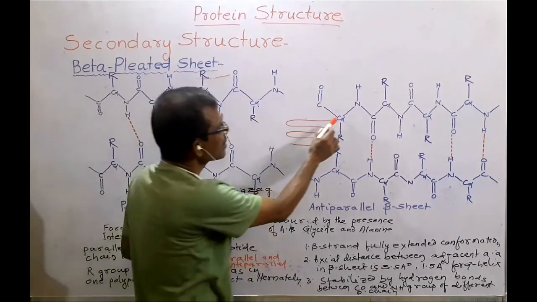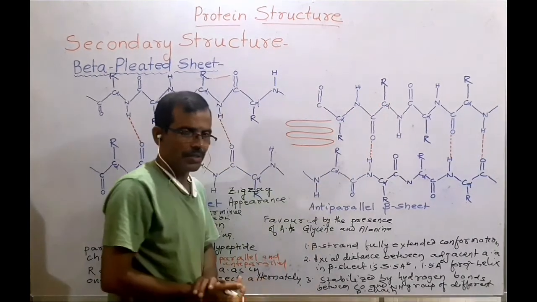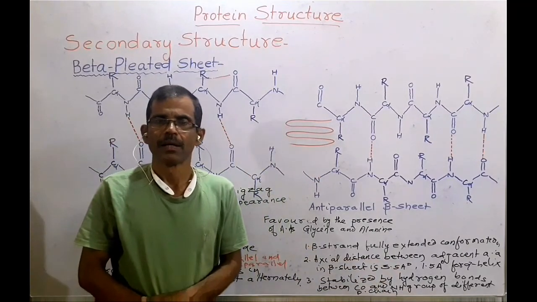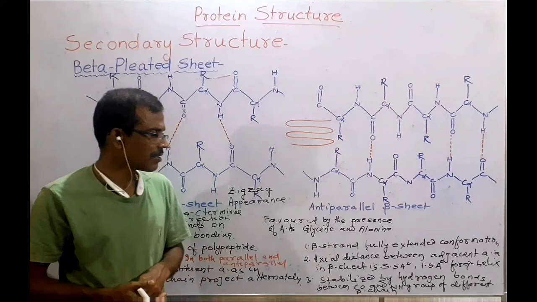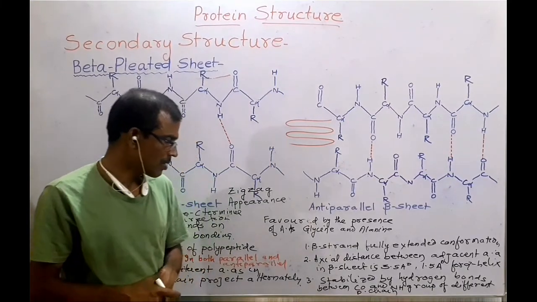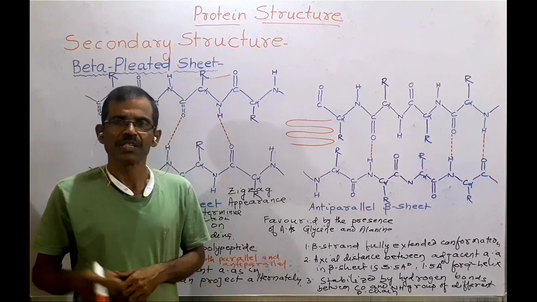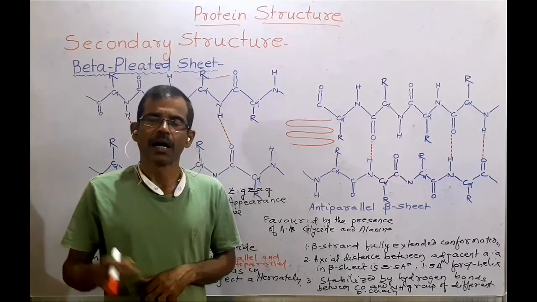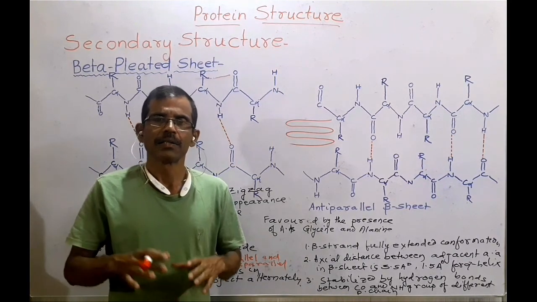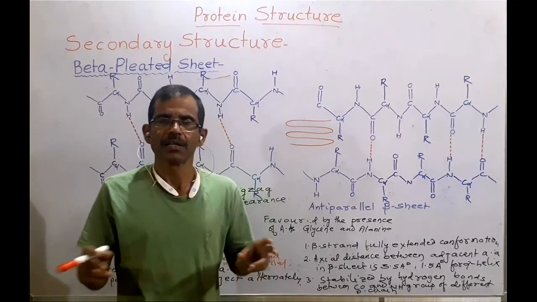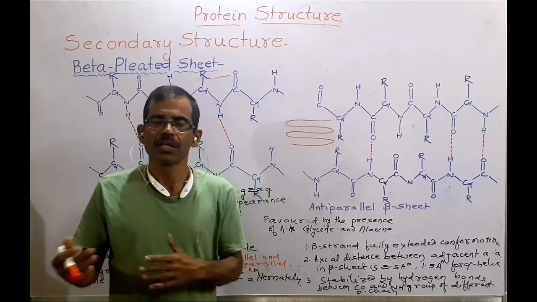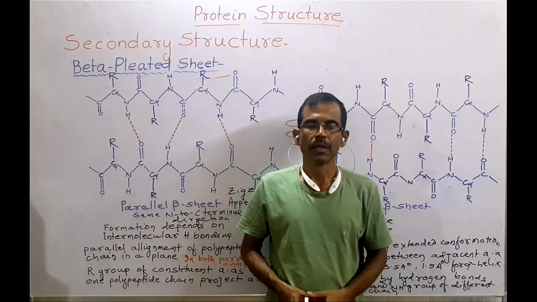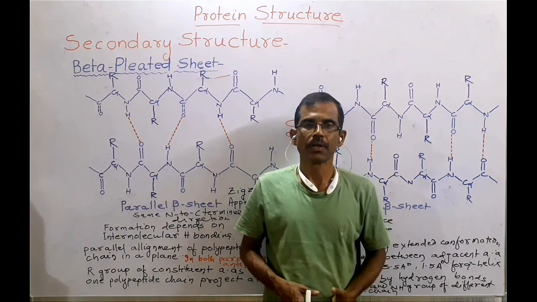Next is the axial distance. The axial distance between adjacent amino acids in beta-pleated sheet is about 3.5 angstrom, but in alpha helix, the axial distance is 1.5 angstrom. The beta-pleated sheet is stabilized by intermolecular hydrogen bonding, but the alpha helix is stabilized by intramolecular hydrogen bonding. These are the differences between beta-pleated sheet and alpha helix. Silk fibroin is an example of protein that contains anti-parallel beta-pleated sheet.